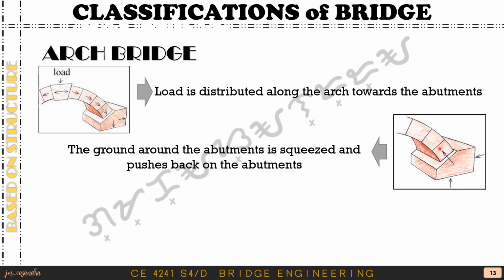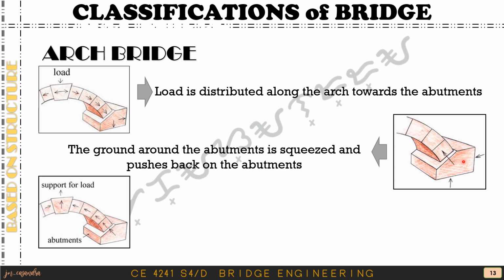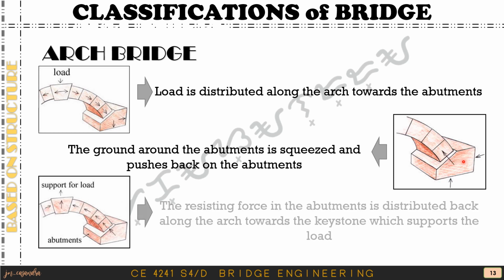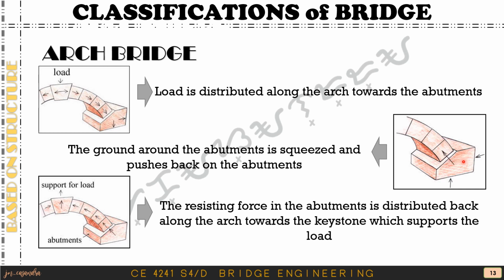So the ground would now resist the load through the abutment. Okay? And then from there, the resisting force in the abutment would be distributed back along the arc toward the keystone. Yung keystone natin, itong nasa gitna, which supports the load. So basically, it's just simply a transfer of load and action reaction.